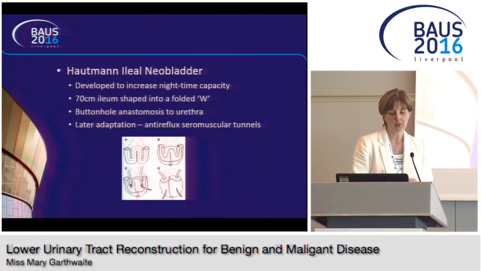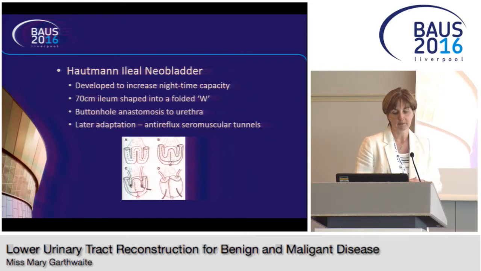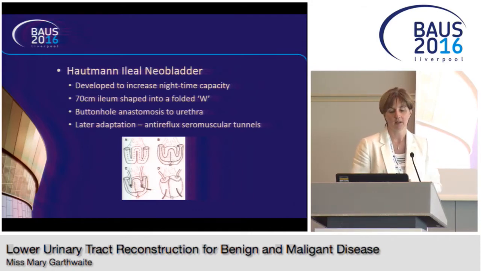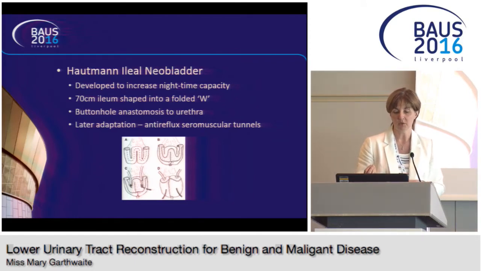And then I thought it also worth mentioning the Hauptmann ileoneobladder, which was developed to increase nighttime capacity of the neobladders. It uses a longer length of ileum, which is shaped into a W configuration and then folded and closed, and you use a buttonhole to anastomose it to the urethra. There were many adaptations of this, and one of the most significant was an anti-reflux seromuscular tunnel for your ureters into this pouch. Initially, when it was first established, the urine was able to reflux up through.